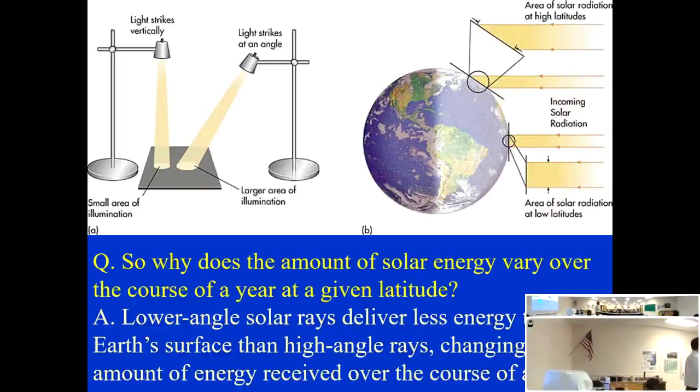Okay. So a lot of people mistakenly think this is because when you're at the equator, you're closer to the sun than if you're up here at the North Pole. And you see what I mean? So a lot of people will think that.